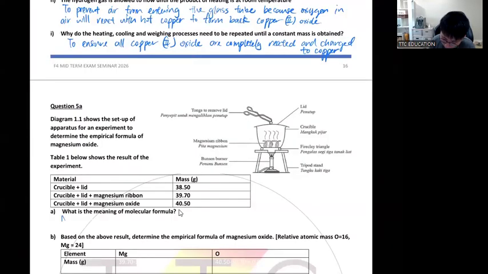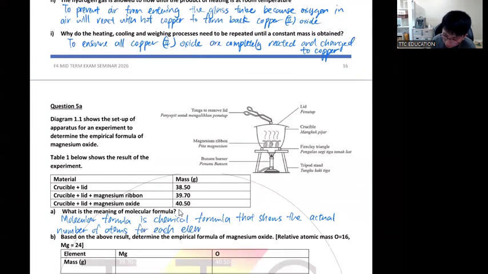So we can say that molecular formula is a chemical formula that shows the actual number of atoms for each element in a compound.